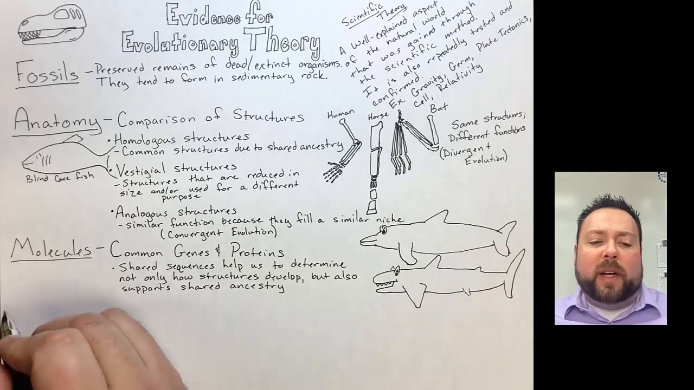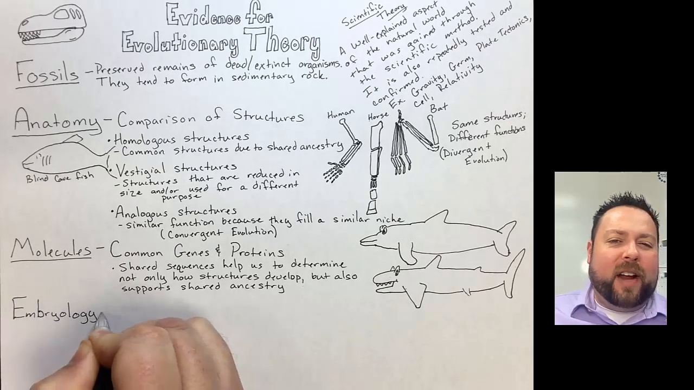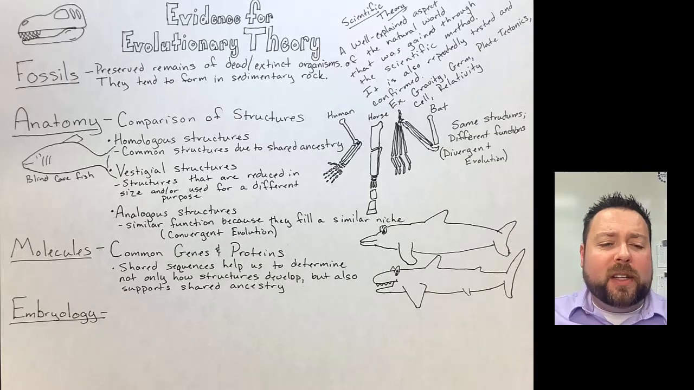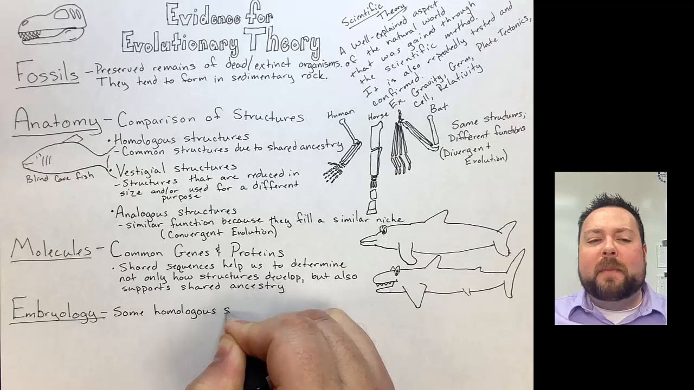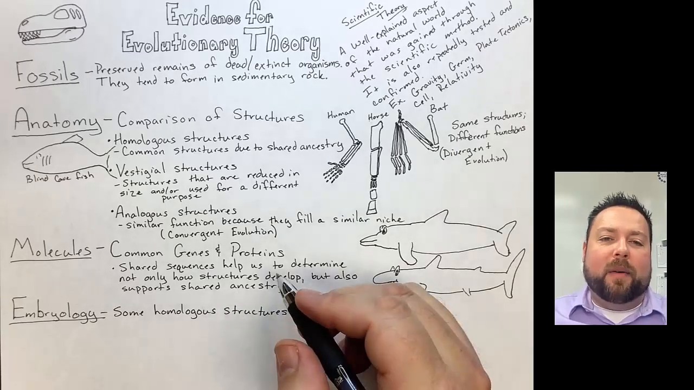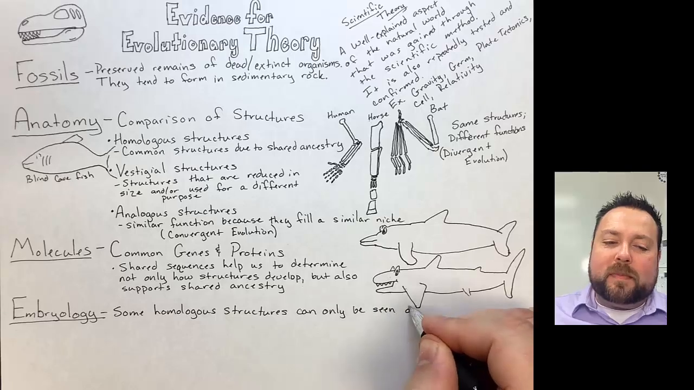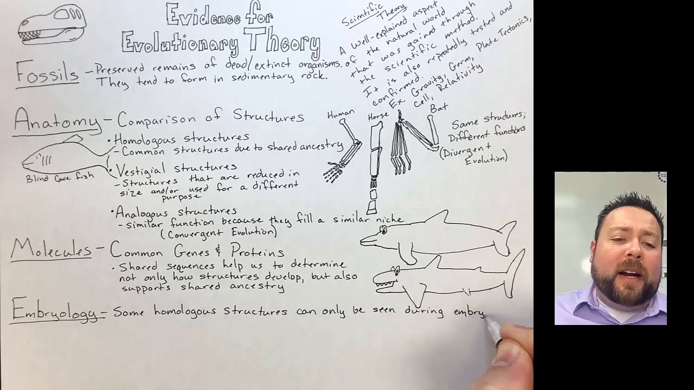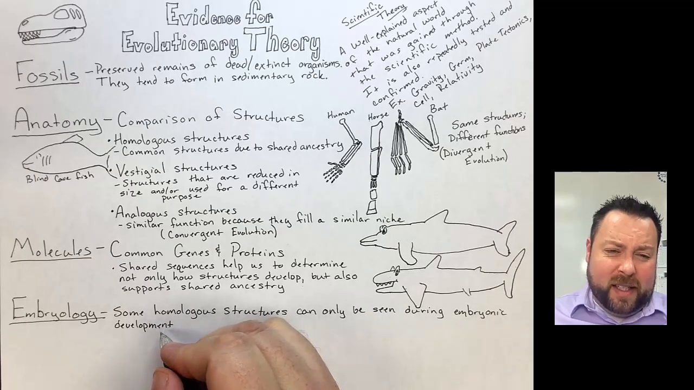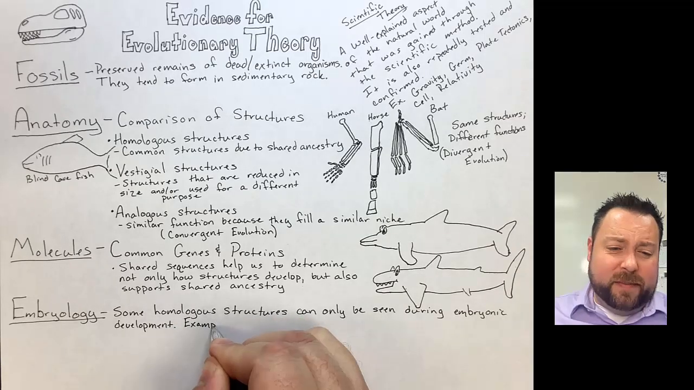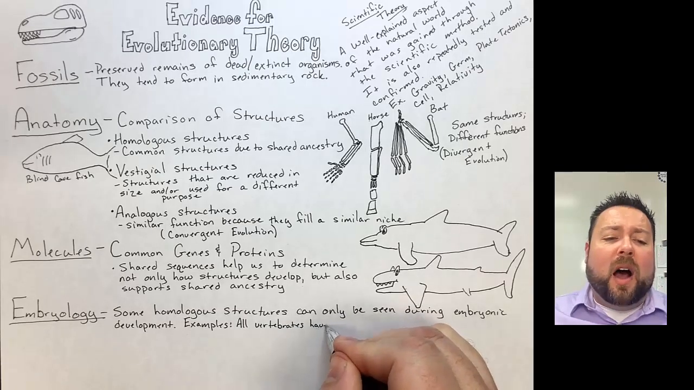All right, last one, embryology. And like I said, some of these end up getting categorized differently. Embryology is one that I usually put along with anatomy, but that kind of messes up our FAME acronym. But it is worth noting that there are certain homologous structures that could only be seen in that embryonic stage. And so one of those examples would be tails.